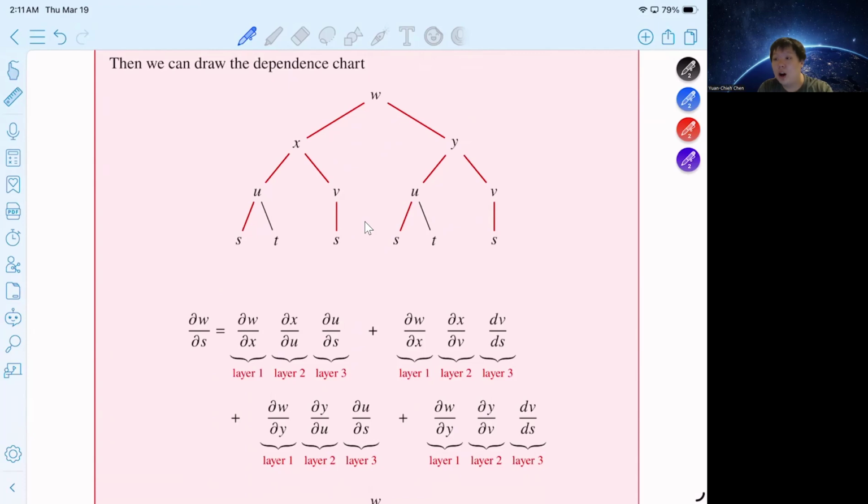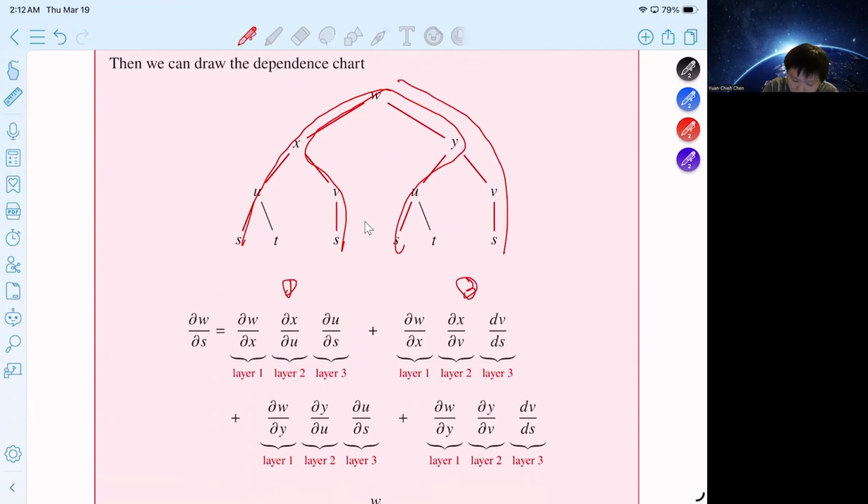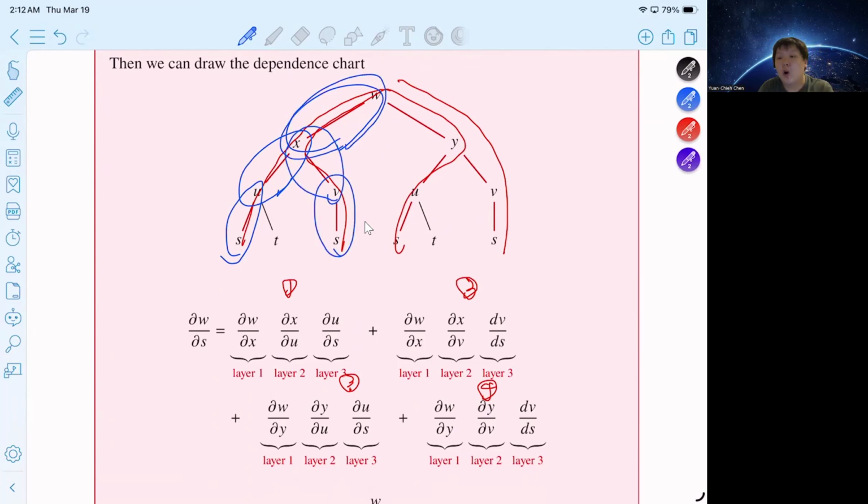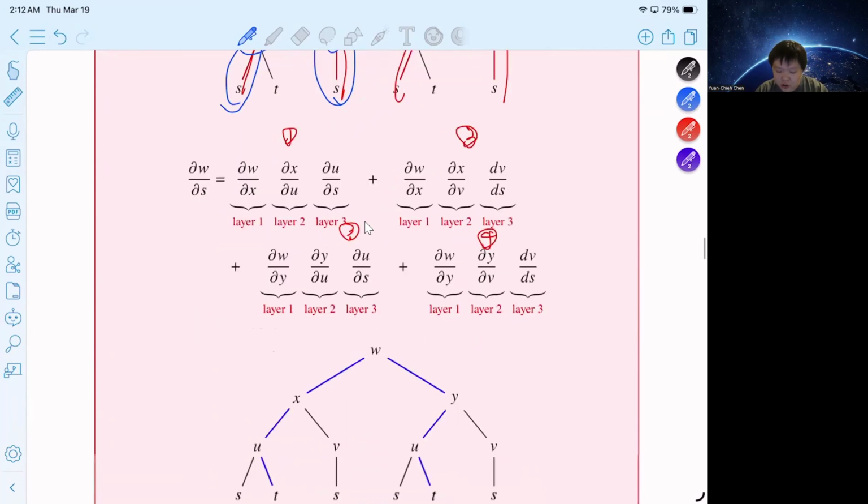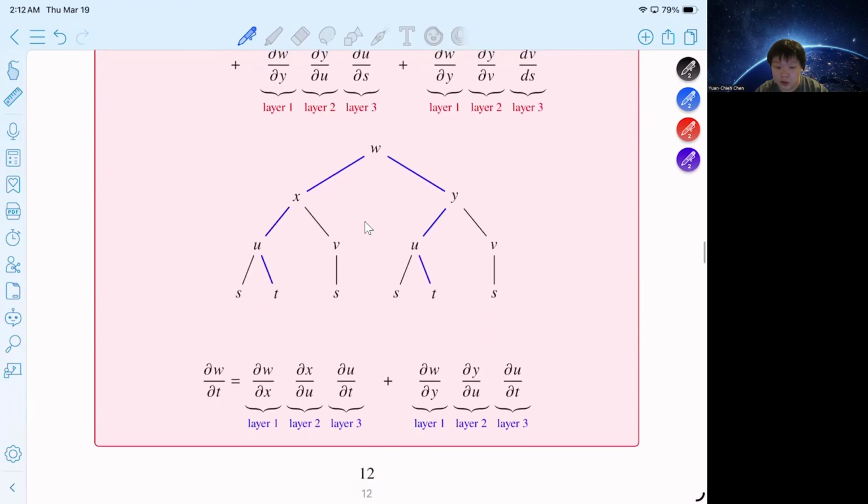If I want to take the partial derivative with respect to s, we have to find the paths we take to get to s. So this is path 1, path 2, path 3, path 4. And at each layer, you multiply this partial derivative, and partial derivative, and partial derivative, and keep going. This is a good way to visualize how we do chain rule in general. I think the chart thing is really good. Please do know how to do this.